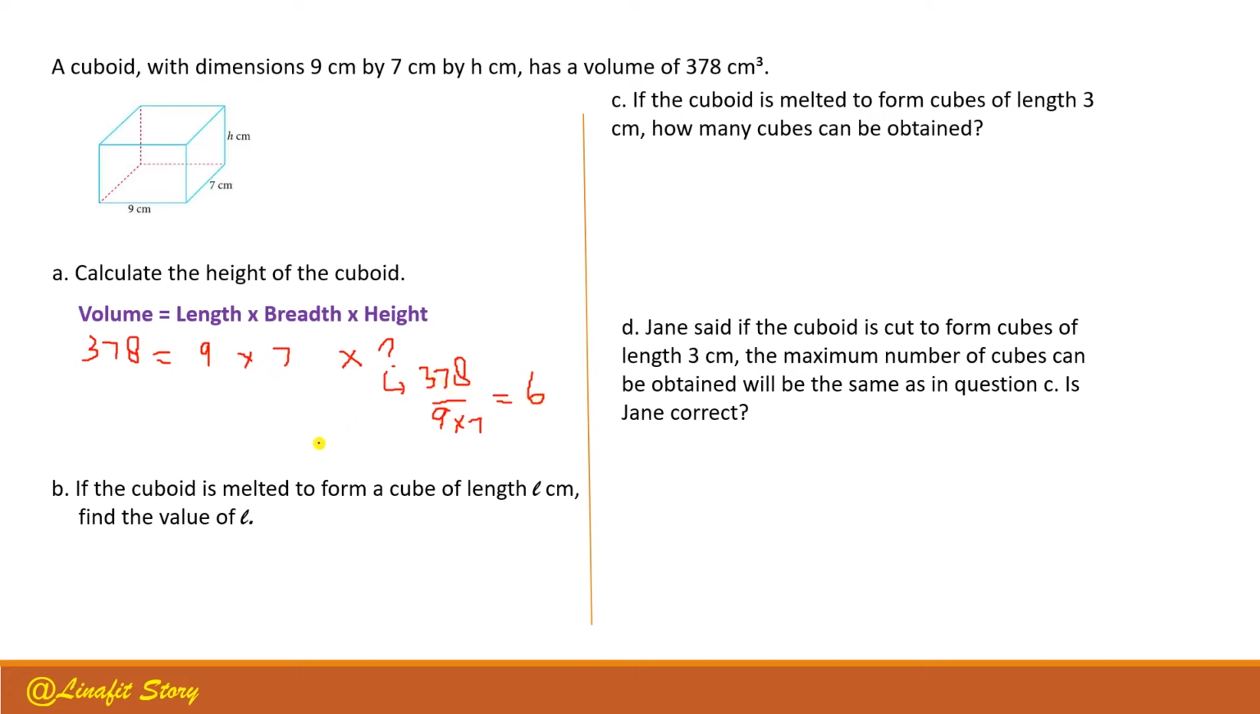Question B. If the cuboid is melted to form a cube of length L cm, find the value of L. The volume of a cube is side times side times side. So to get the side, find the cube root of the volume. So the cube root of 378 is equal to 7.23 cm, to 3 significant figures.